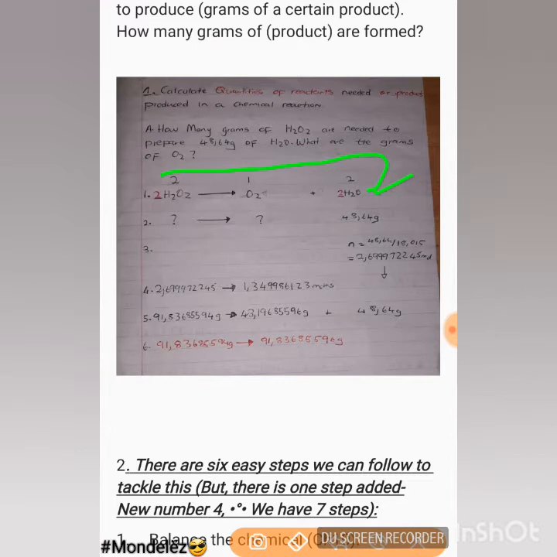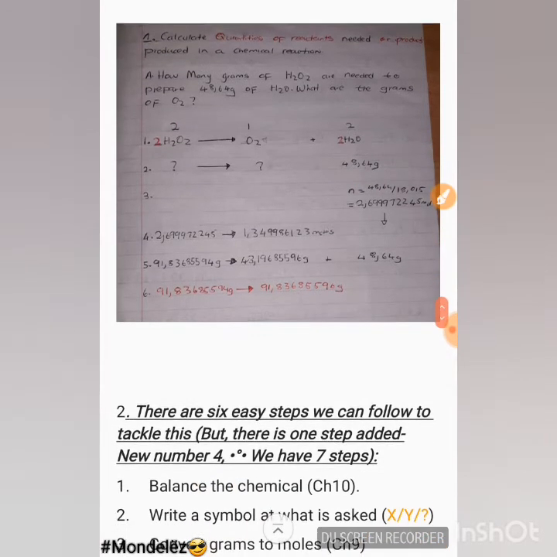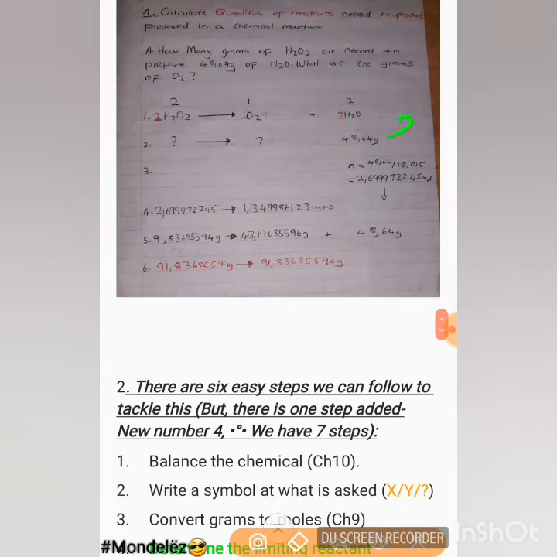And then the second step, you write a symbol at what is asked, and you also write down the given. I said it can be an X, a question mark, or whatever that you prefer that will not confuse you. We were given 48.64 grams of H2O. Then the third step is where you convert these grams into moles. When we convert from grams to moles, we say the grams divided by the molar mass, and it gives us the number of moles. So those are the number of moles we got.